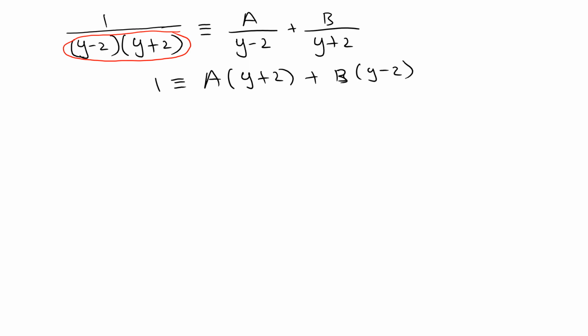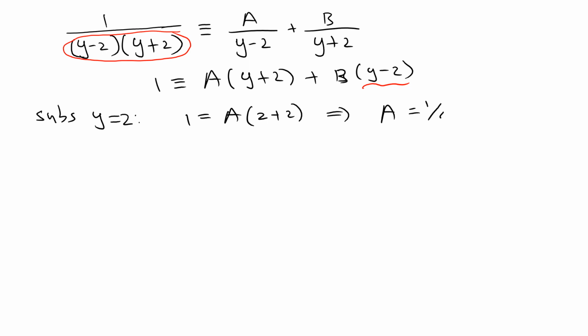Okay, now we're going to use substitution. That's the quickest way to get this one. To find a, you plug in the 0 of the other term. That's the idea. So you plug in y equals 2. If you do that, you get 1 equal a times (2 plus 2), which gives you a equal 1/4. We already know this one from the cover-up method, and you get the same answer.